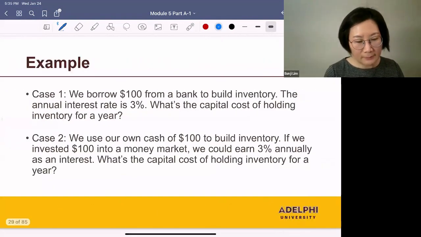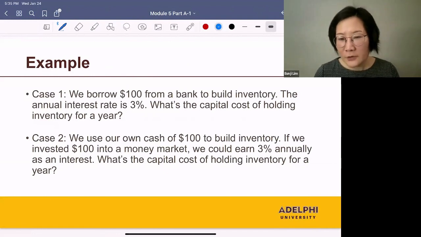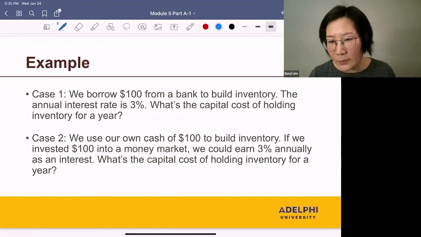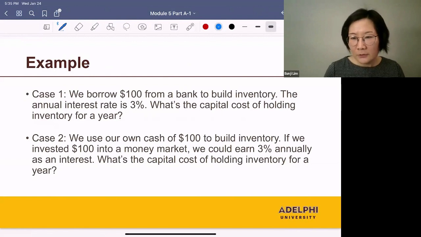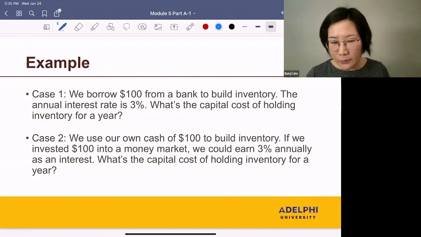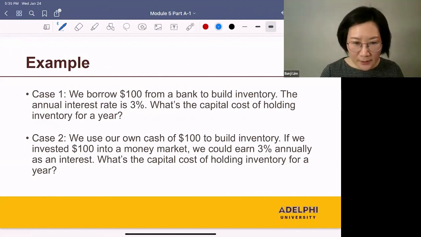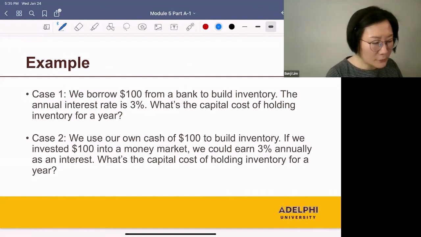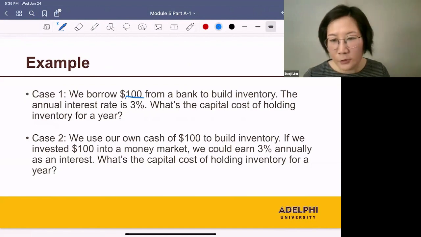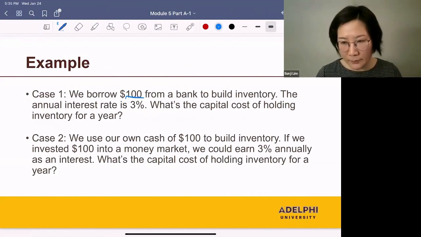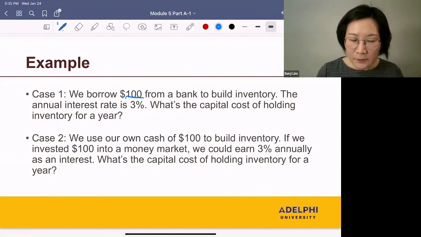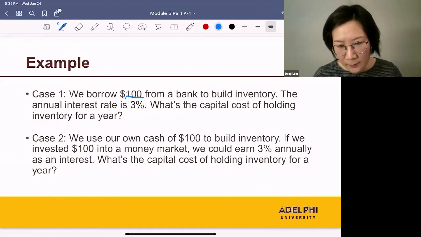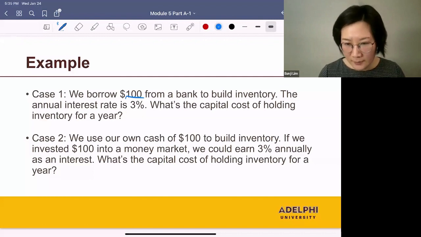So let's take an example. Suppose you are running a convenience store. You are out of shampoos. You need to buy shampoos from a supplier. So let's say to buy these shampoos, you need $100 and you don't have $100 now. So you borrow $100 from a bank and you use this money to build inventory, to buy shampoos. Now, since you borrowed $100 from a bank, you need to pay interest.